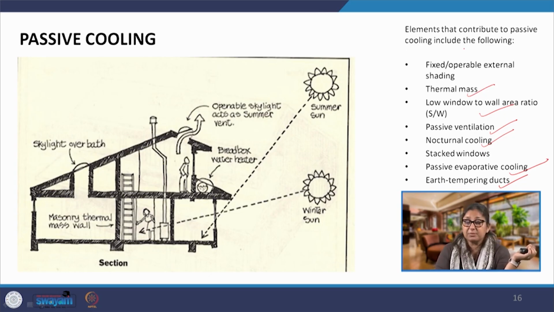How much energy will be reduced? The calculations of the impacts of these passive design strategies, we are going to look at in the last week of this course. So, how to exactly calculate the reduction potential or the exact reductions that are going to accrue.